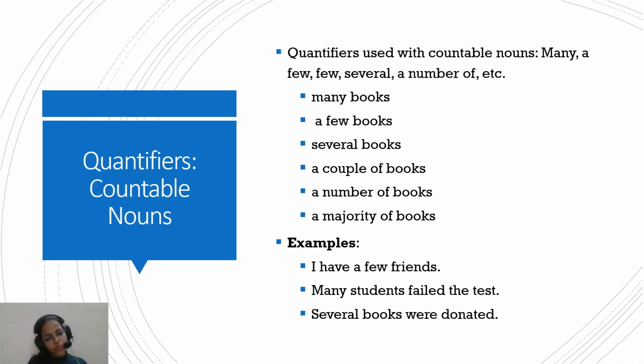So I have a few friends. Friend is a countable noun, so we can use the quantifier few or a few. Many students failed the test. Since student is a countable noun, we can say many students. Similarly, books are countable, so we say several books were donated. So for countable nouns we have these quantifiers.